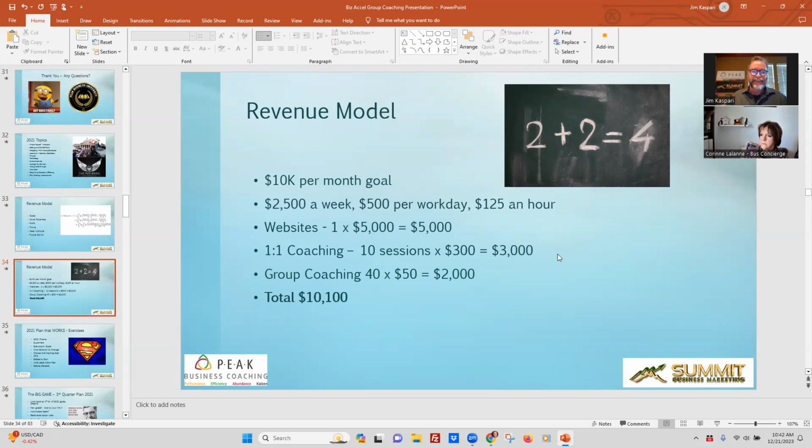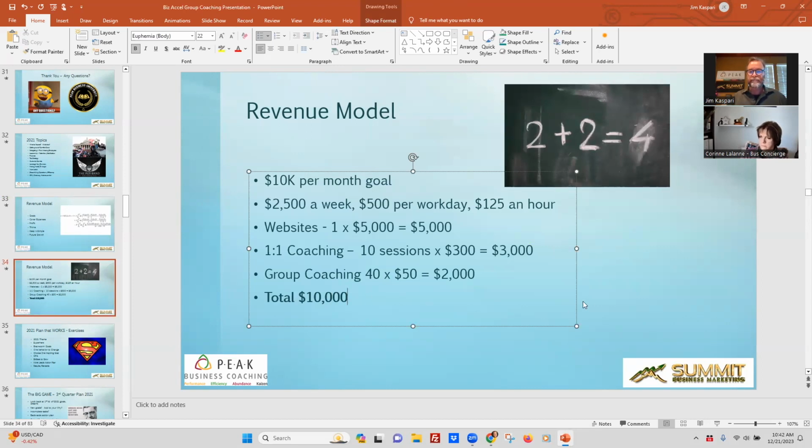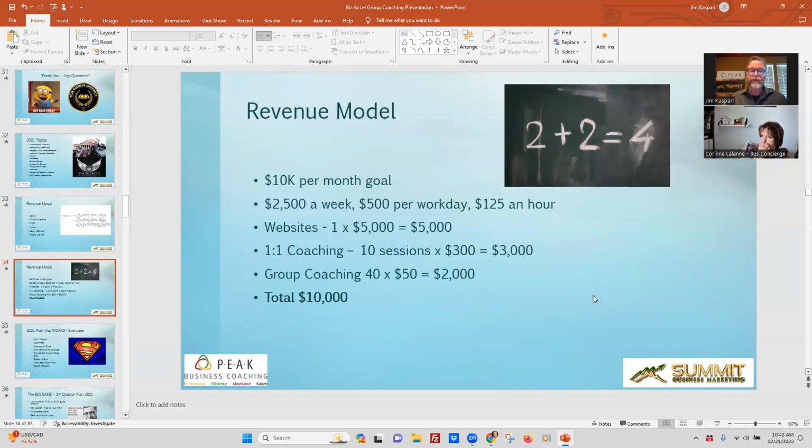And the group coaching is $50 a member. So when I have 40 members, that would be 2,000 a month. And actually, I did the math wrong. It comes out to exactly 10,000. That's how you do a revenue model, quick and dirty.